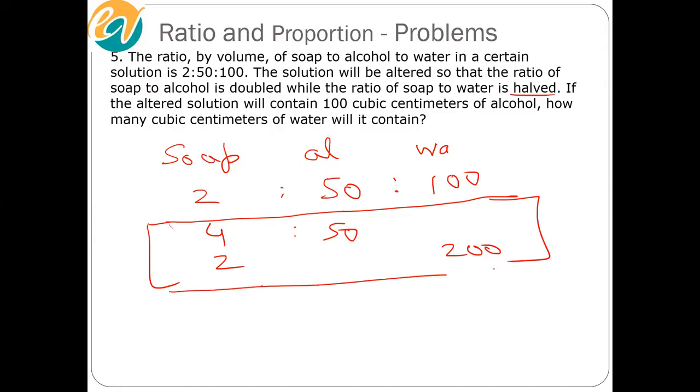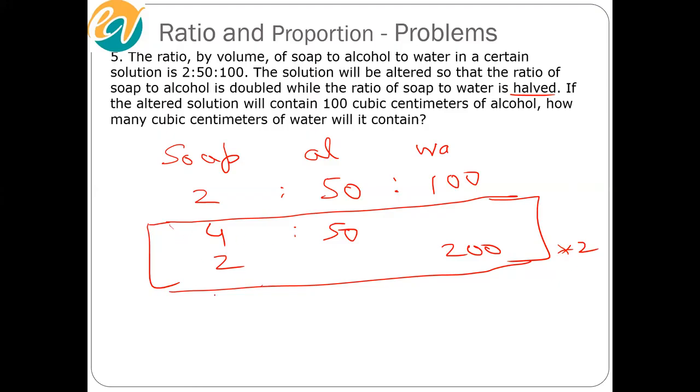In the altered solution, correct? Soap is to alcohol is how much? 4 is to 50. Soap is to water is how much? 2 is to 200. So again, what would we do? Rationalize it across the two. Because we have a common figure of this, how would we rationalize it? Multiply the second row by 2, right?